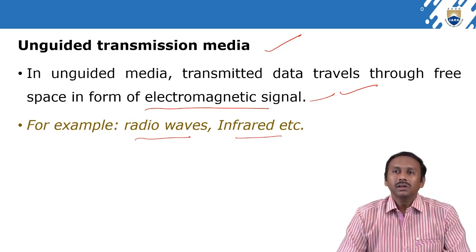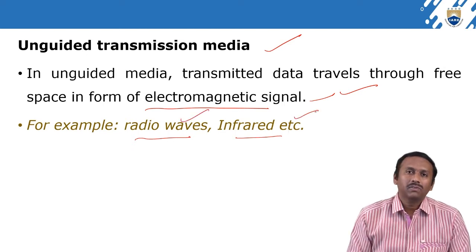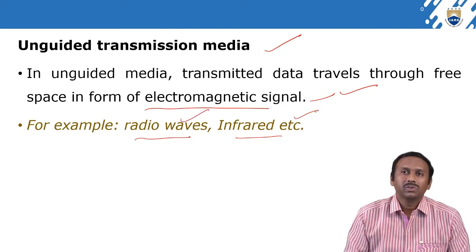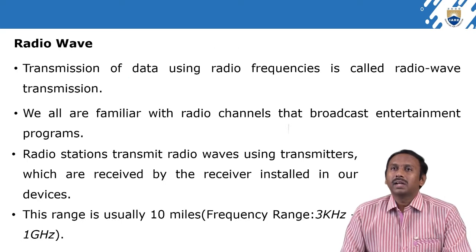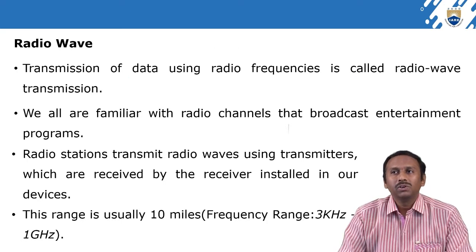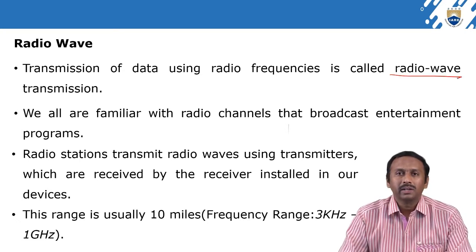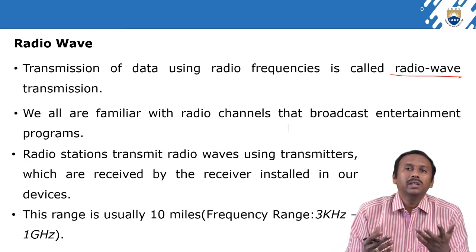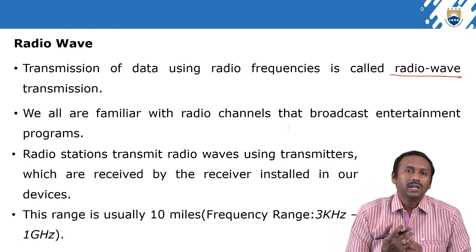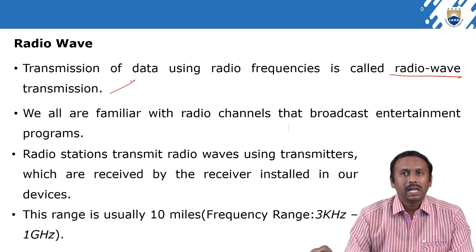So the signals are transferred in the form of radio waves or infrared. The data or signals are transmitted, for example, as radio waves. The transmission of data using radio frequency is called radio wave transmission. Clear? That means if the data is transferred through the medium called air, one is radio waves, right? So this is radio wave transmission.